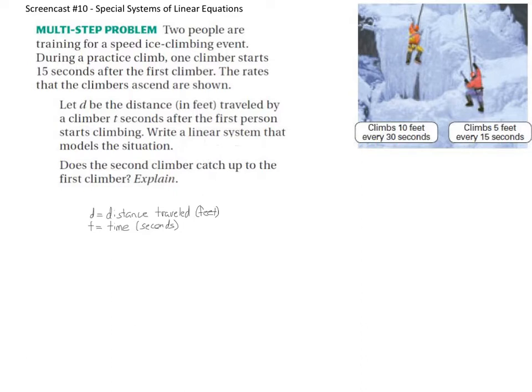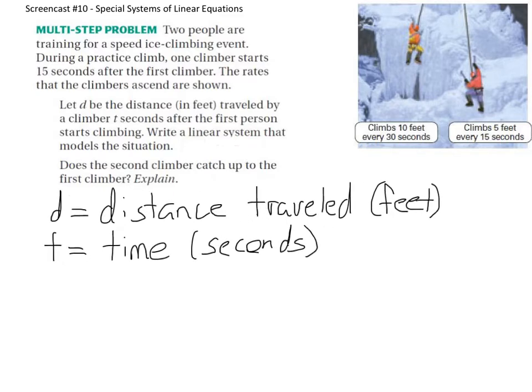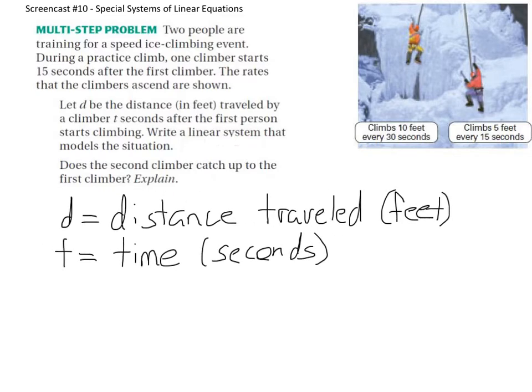Alright, so let's begin. They give us some very crucial information right here in the second paragraph. Let d be the distance in feet traveled by a climber t seconds after the first person. So d is going to be our distance traveled in feet, and time is going to be t, of course, in seconds. And remember, it's t seconds after the first person starts climbing. So that's going to be a very important fact in just a moment.